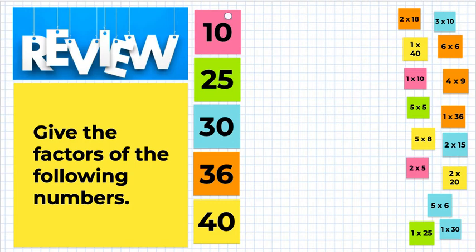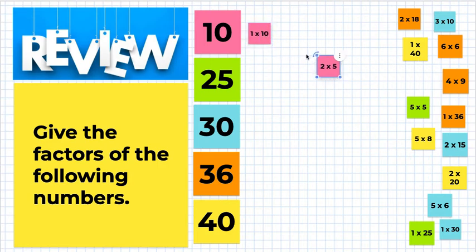So I have numbers here: 10, 25, 30, 36, 40. All we need to do is to give the factors of the following numbers. Please help me in answering this problem. Okay, let's have number 10. So I guess we can have 1 times 10 is 10 and 2 times 5 is also 10. So the factors are 1, 10, 2, and 5.